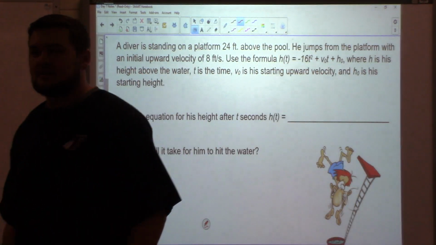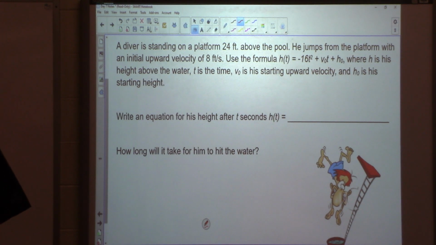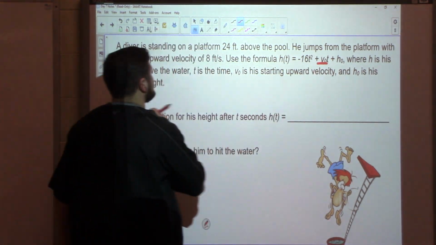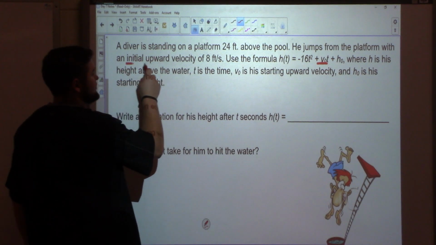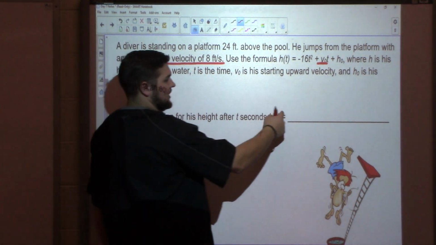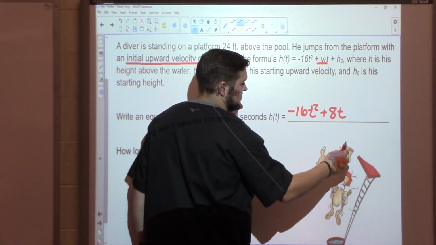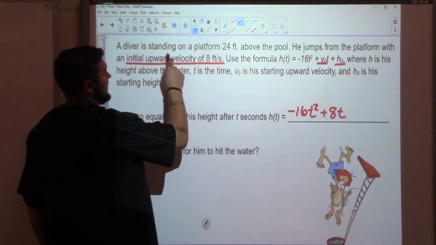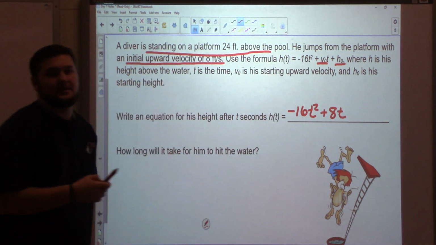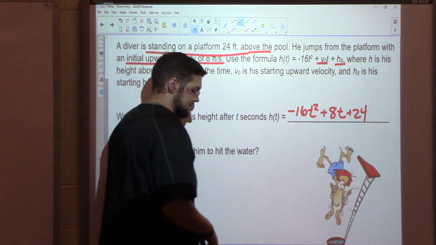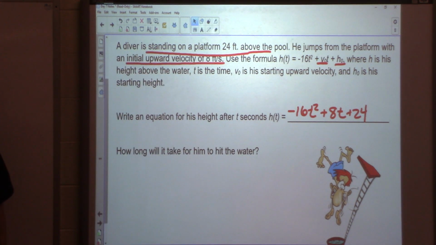Hey, pay attention. Quit talking. We need to write an equation. How do I write an equation? Plug this stuff in, right? V sub 0 is his starting upward velocity. Well, what's it say his velocity is? Initial upward velocity of 8 feet per second. So h of t equals negative 16t squared plus 8t. H sub 0 is his initial height. He's standing 24 feet above the pool, so plus 24. Are we going to have to remember these equations? Nope, you do not need to memorize them.